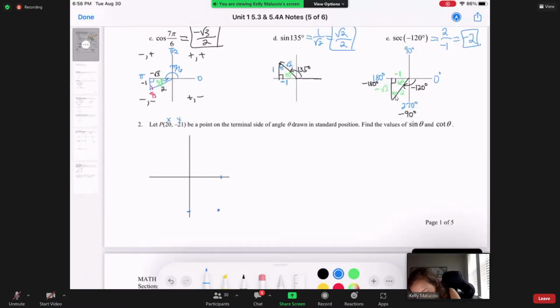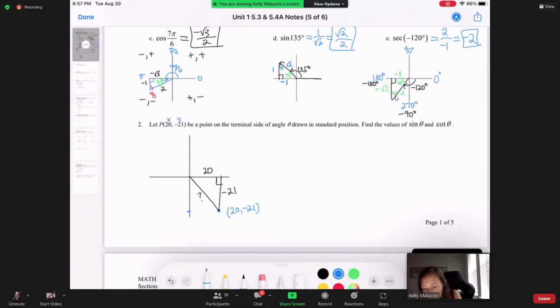I'm just making up this point, right? But I know that it's in quadrant 4, because X is positive, Y is negative. So this is the point (20, negative 21). And now I can construct my right triangle. I know that this is 20, my Y is negative 21, and I don't know my hypotenuse, but we can find it. We can do the Pythagorean theorem.